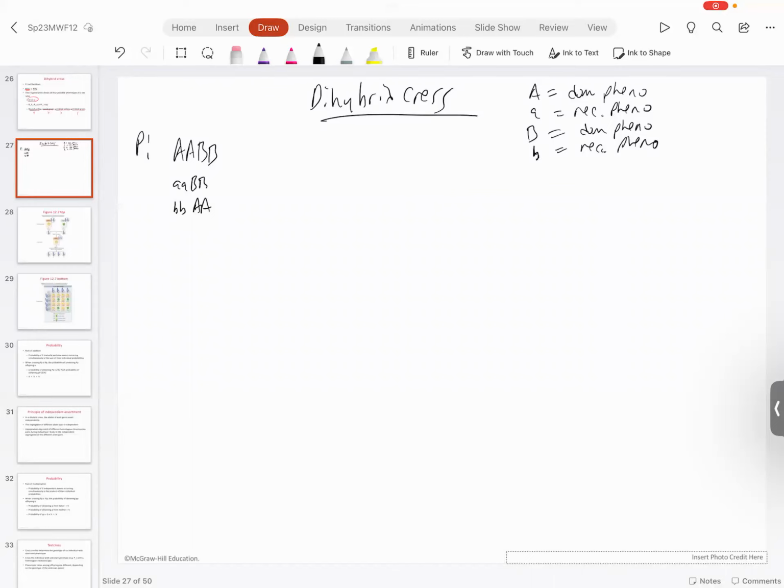For the sake of clarity and simplicity, I'm going to stick with the top one. And I'm going to mate that with a true breeder that looks like that. So when these cross together, I'm going to create an F1 that is big A, little a, big B, little b. And then I'm going to cross that, self it really, to each other. And then what I'm going to create is the F2.